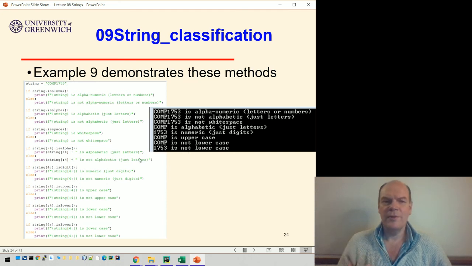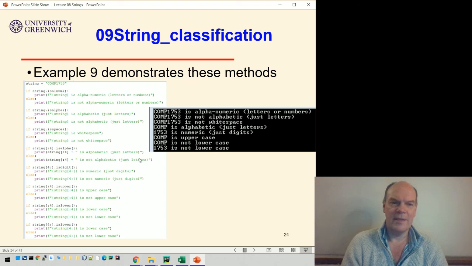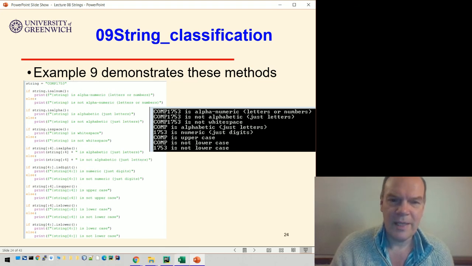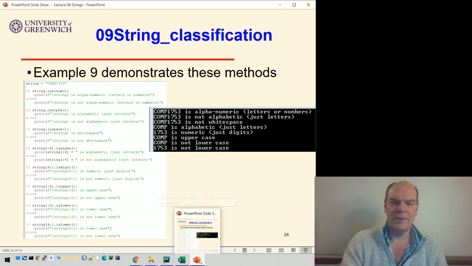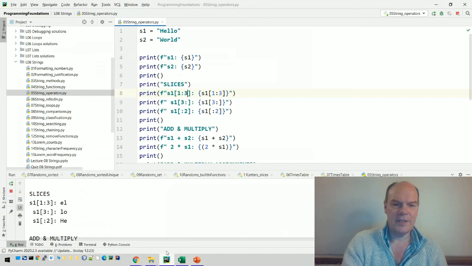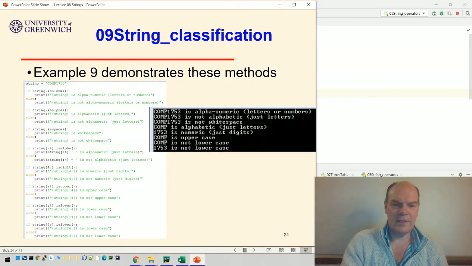Okay, so it's useful for working out whether you've got some particular type of string, whether it's alphabetic, and particularly useful, I would say, for alphanumeric. Sometimes you want to just determine whether what you've got is alphanumeric, so that isalnum is quite a useful function, or possibly alphabetic. Okay, so those are some classification methods. Let's move on to the next topic. So I'll finish the video here.